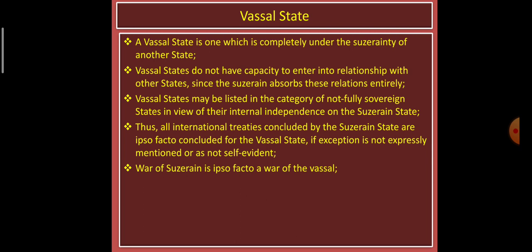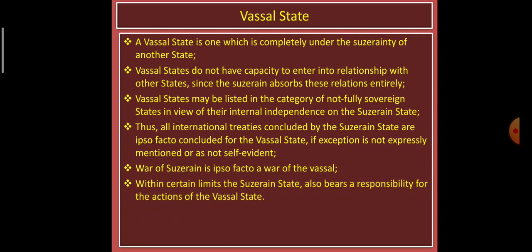The war of a suzerain state is ipso facto a war of the vassal state. Within certain limits, the suzerain state also bears responsibility for the actions of the vassal state. Here, the suzerain, the powerful state, has to bear responsibility for whatever the actions of the vassal state impact on other states or the whole world.